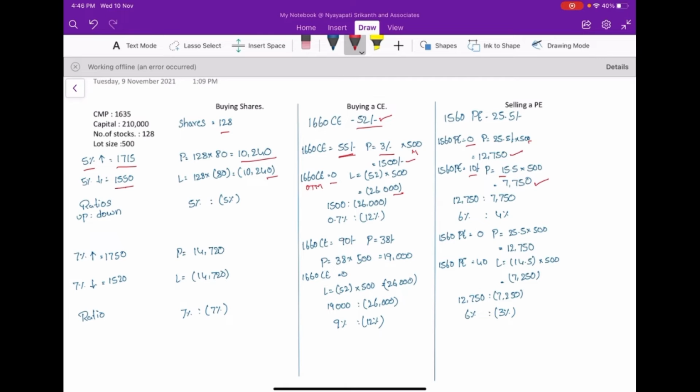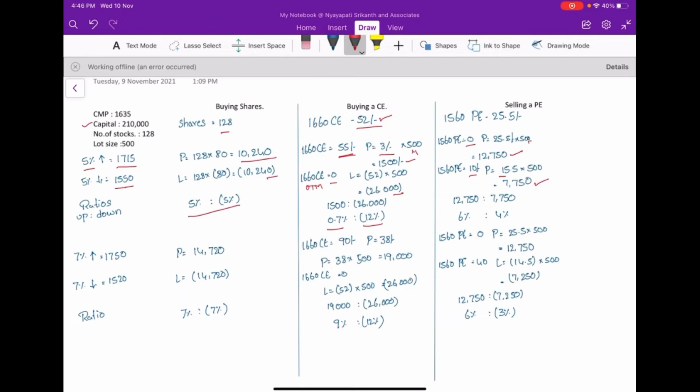Now if you find the ratio of profit to loss in whatever way you follow, then you will understand how much money you are risking to earn how much money. So while buying shares, it will be identical, so everyone knows. But in the call option, to earn 0.7% of money, you are risking somewhere around 12% of your capital.